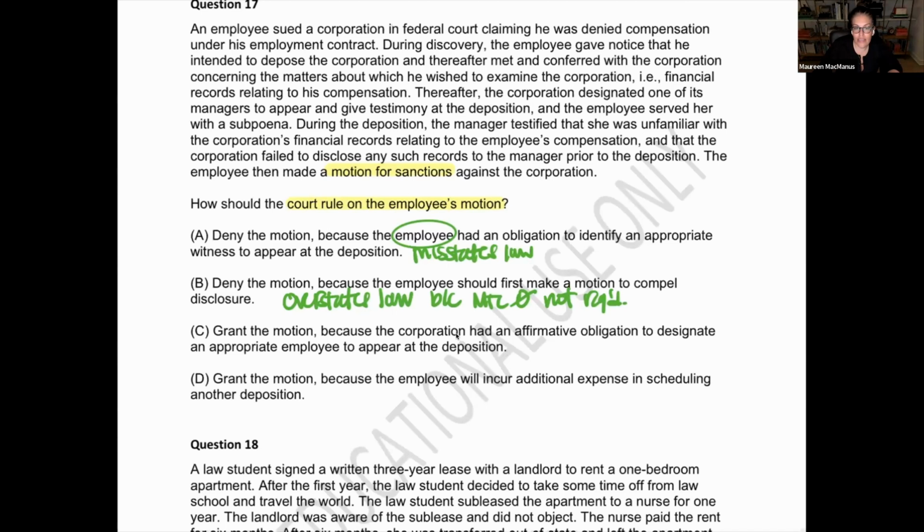All right. C, grant the motion because the corporation had an affirmative obligation to designate an appropriate employee. Yeah, that is what they have to do, and the court can grant sanctions without the motion to compel. And D, grant the motion because the employee will incur additional expense in scheduling another deposition. This is true, but it's not a basis for sanctions. The sanctions will probably cover those expenses, but that's not the basis for it. So C is our correct answer here.